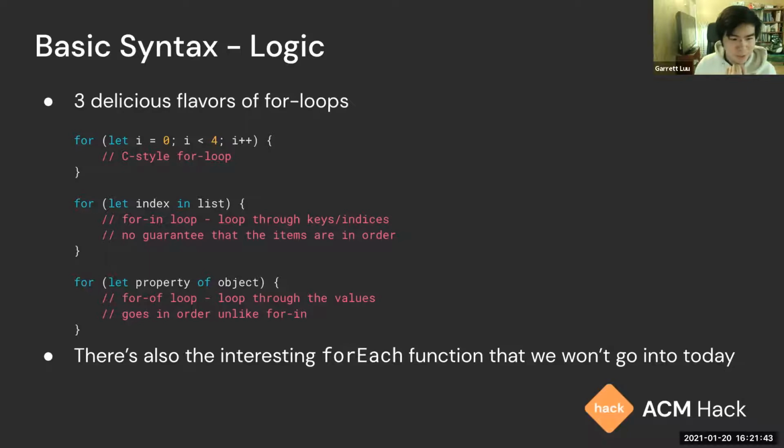Next up, you have these different types of for loops. So a for in loop loops through the keys or indices of a list or an array or object. And there's no guarantee that the items are in order. So if you want that, you have to use a for of loop, which essentially loops through the values. And it goes in order.